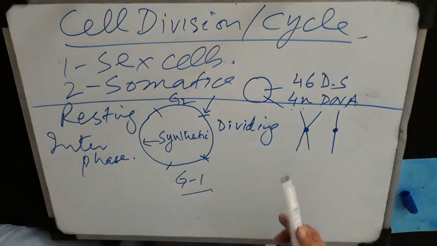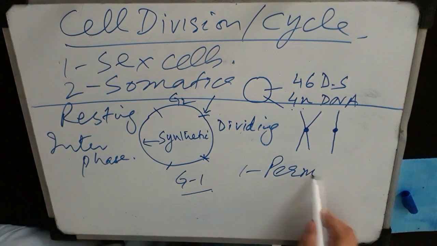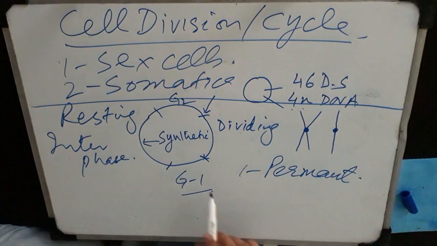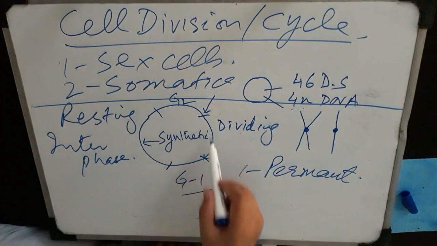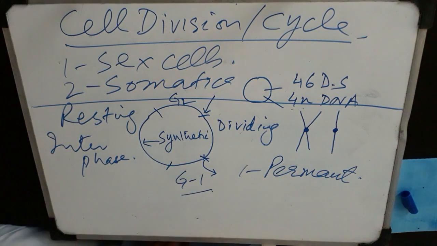On the basis of the cell cycle, there are 3 types of cells. One is the permanent cells, which means that once divided, they come out of the cell cycle and there is no further division. Such cells are known as permanent cells, and these are the nerve cells and cardiac cells, and some say the skeletal muscle cells.